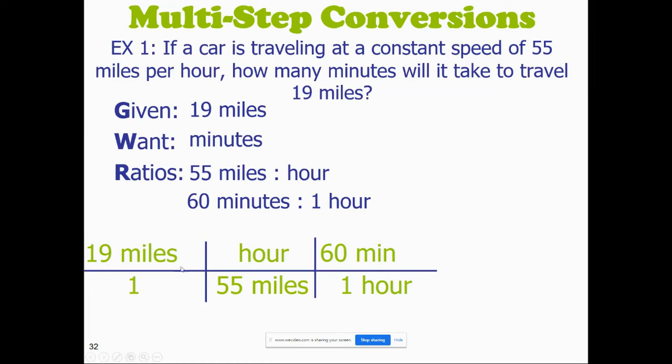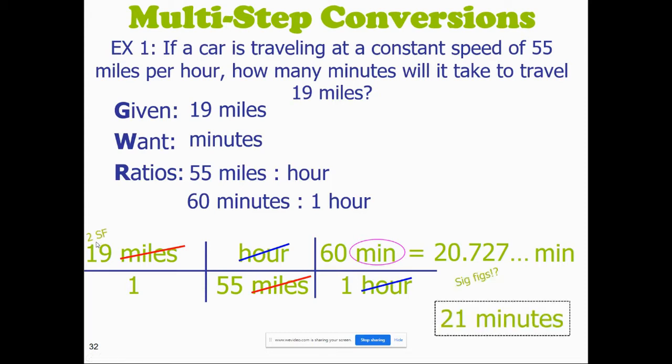We enter this into our calculator: 19 divided by 1 times 1 divided by 55 times 60 divided by 1. Or 19 times 1 times 60 divided by parenthesis 1 times 55 times 1, close parenthesis. And you get this number in minutes. Now we have to look at our sig figs. 2 sig figs right here. Our answer must be 2 sig figs.